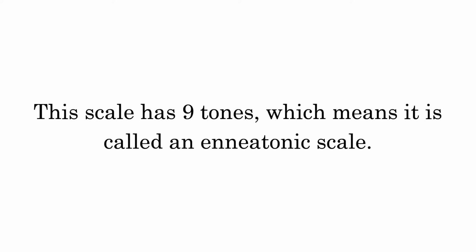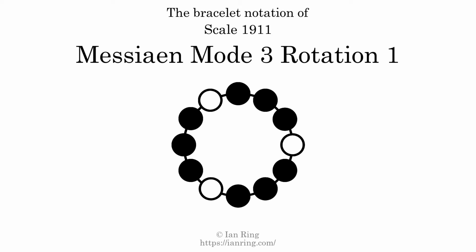This scale has 9 tones, which means it is called an enneatonic scale. This is a bracelet notation diagram of scale 1911. The shaded circles represent tones that appear in the scale, and they are read clockwise, starting at the top.